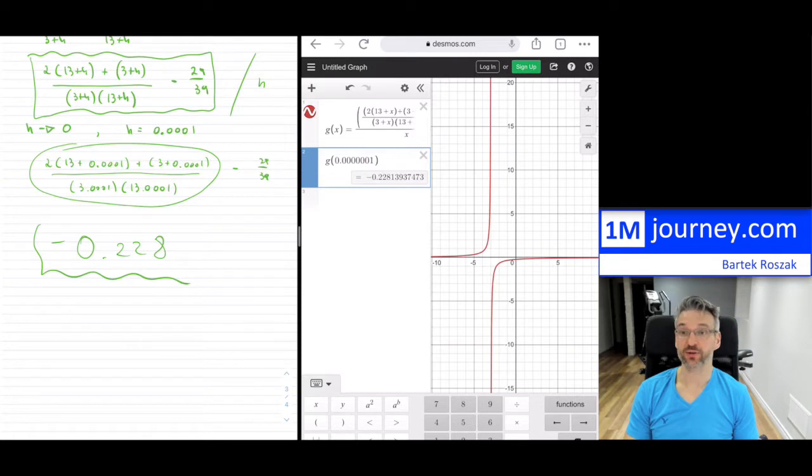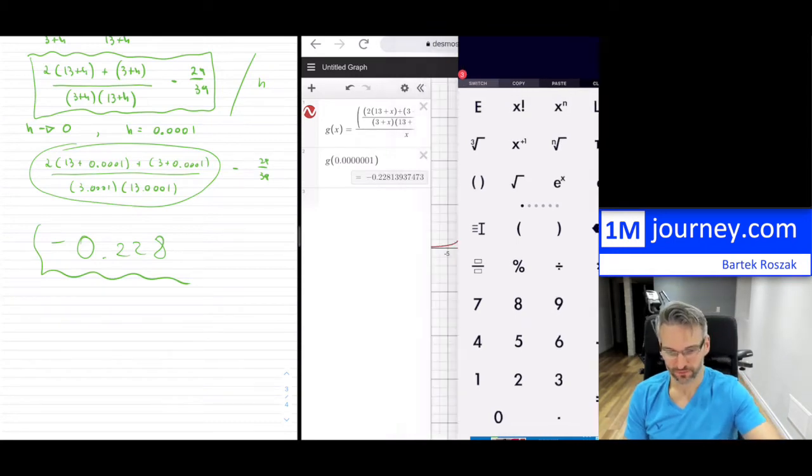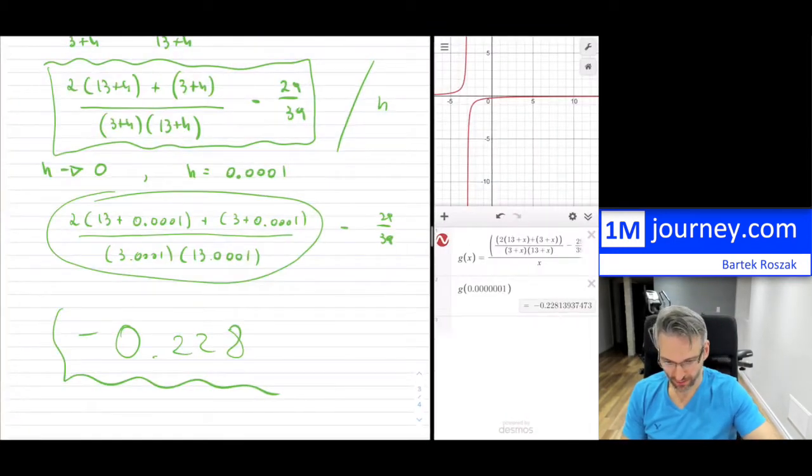You can use decimals to your advantage, or you can take out your calculator, plug it all back in, use a very small h, and you'll get the same result. Okay, so that's question number 1.